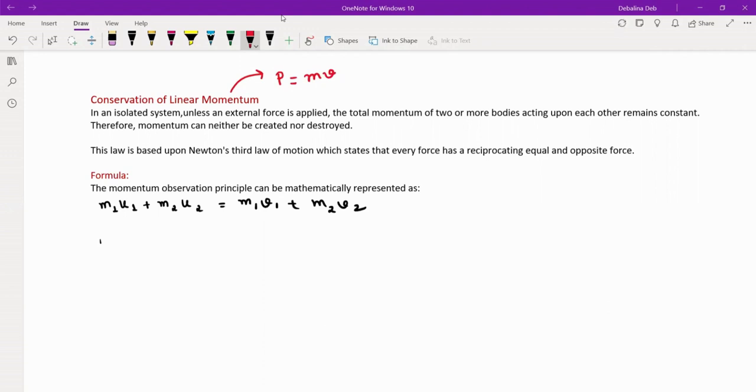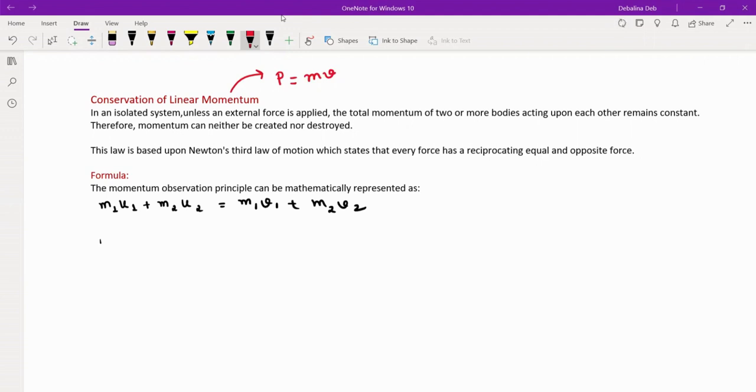तो हम लोग इस लॉ को कैसे डिकोड कर सकते हैं कि linear momentum can neither be created nor be destroyed. The total sum of the momentum of the entire system remains constant unless you are applying any external force. This law is basically based upon Newton's laws. To be more specific, Newton's third law that tells us that every force has an equal and opposite force.